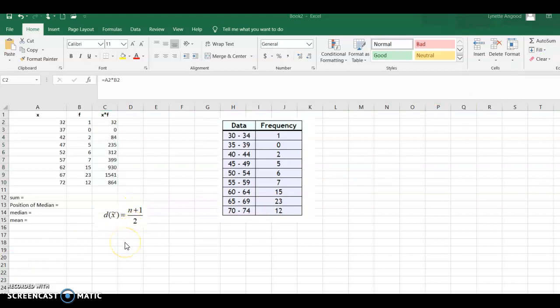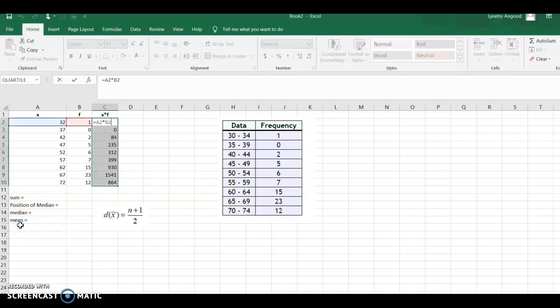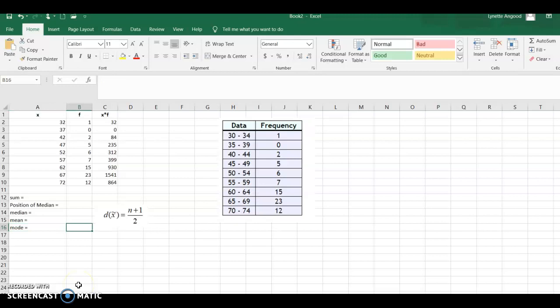Okay, so the value of 32 occurred only once, and that's why x times f is 32. The value of 37, the middle of that interval, never occurred, and that's why 37 times 0 is 0, and so on. The value that occurred most frequently was the interval 65 to 69, and the middle of that was 67. So we can figure out that the mode is in the interval from 65 to 69, which has a center of 67. Our mode in this case is 67 because it has the greatest frequency.